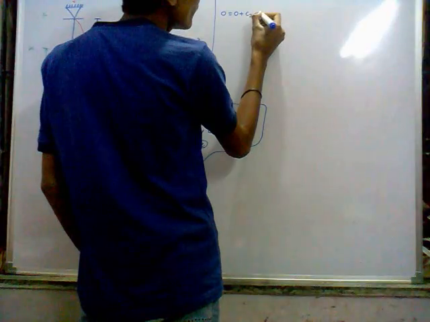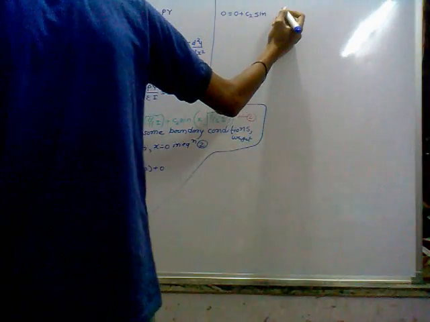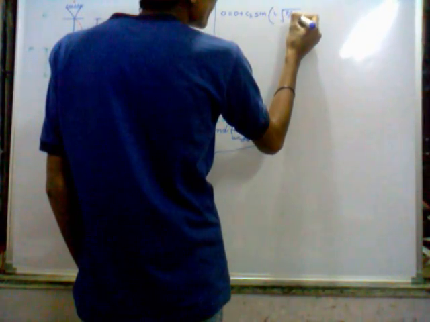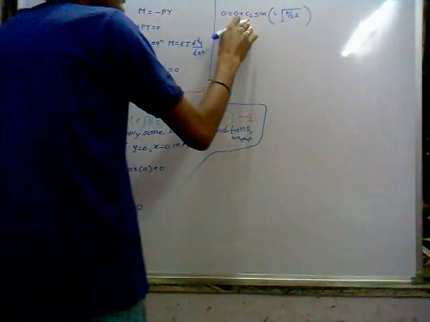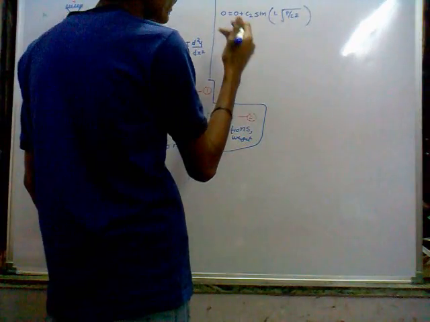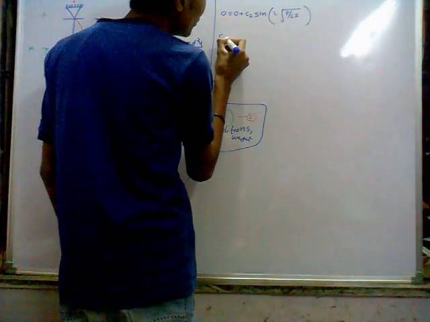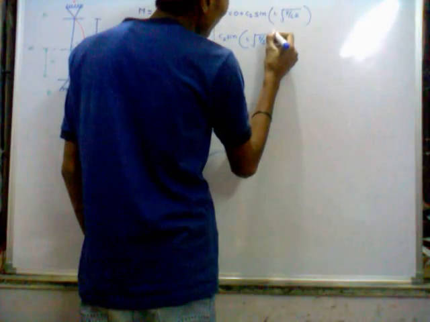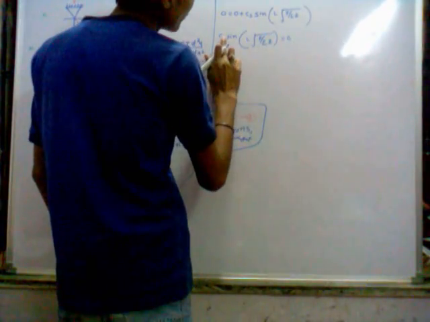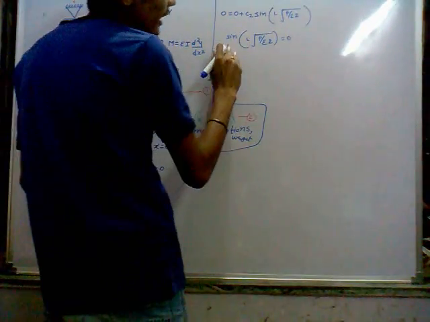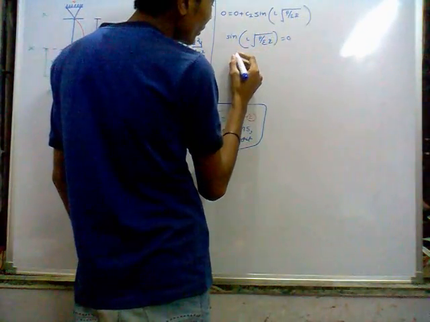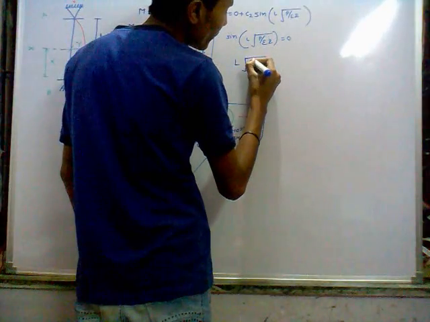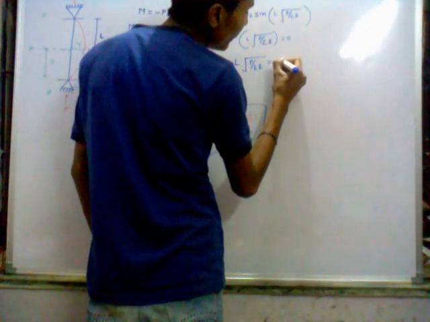So c2 sine of L under root of P upon EI equals 0. Since c2 is not 0, the sine term must be 0, so L under root of P upon EI equals sine inverse of 0.